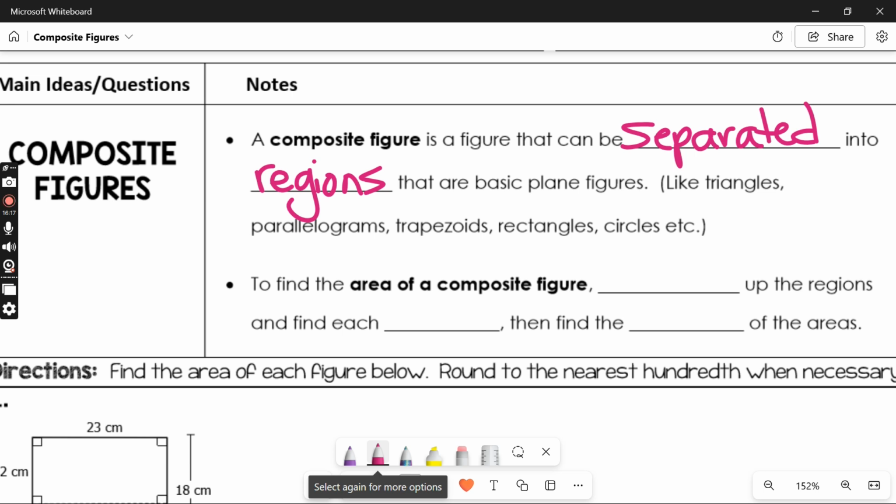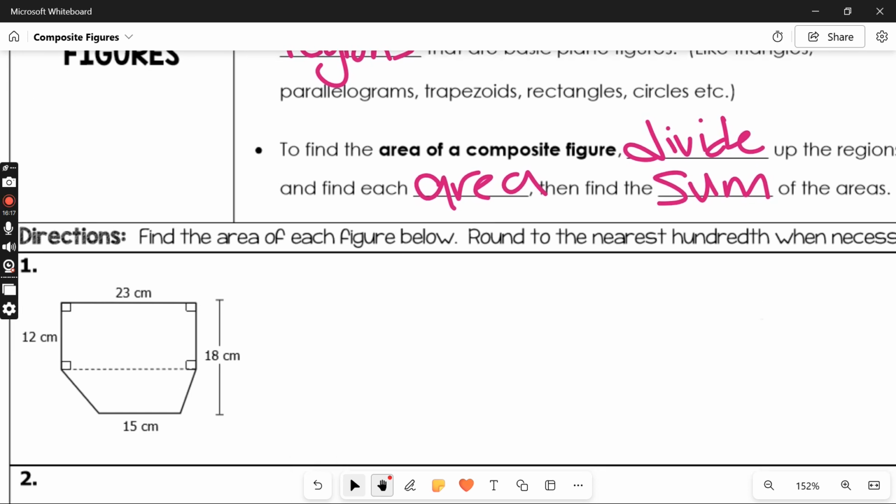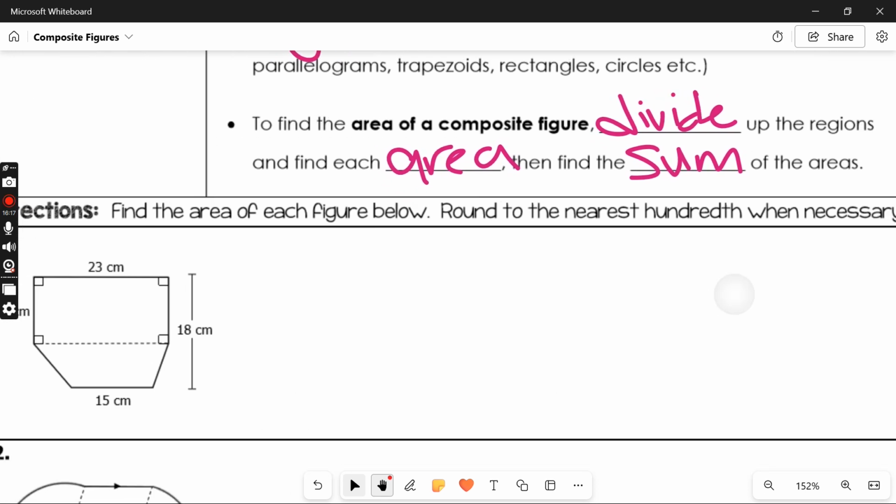So it says to find the area of composite figures, divide up the regions and find each area, then find the sum of the area. Okay, so it says find the area of each figure below, round to the nearest hundredth when necessary.